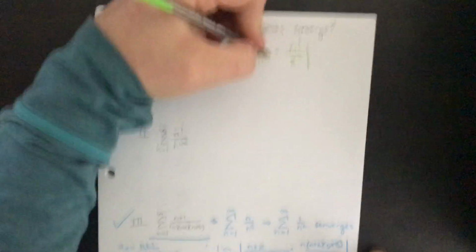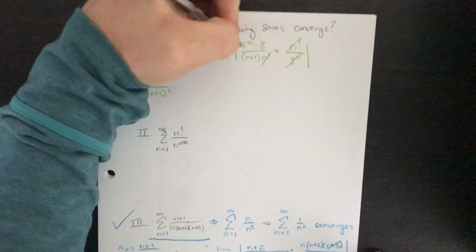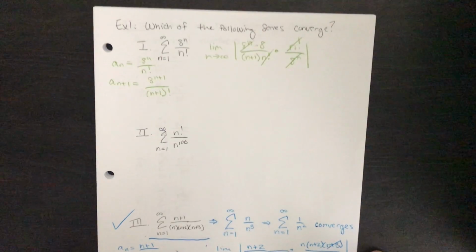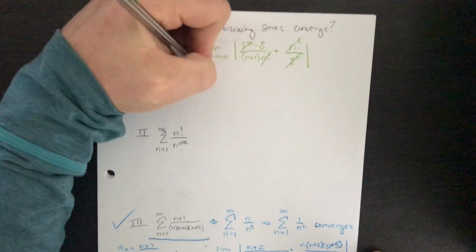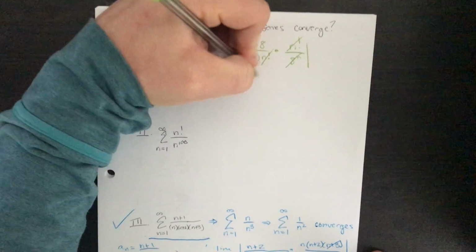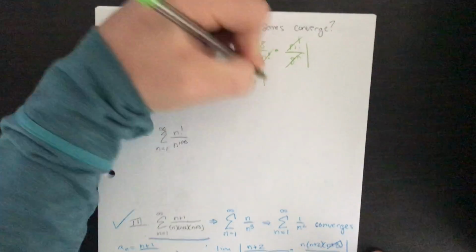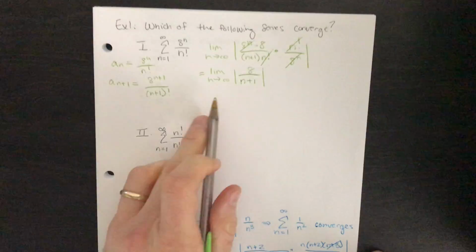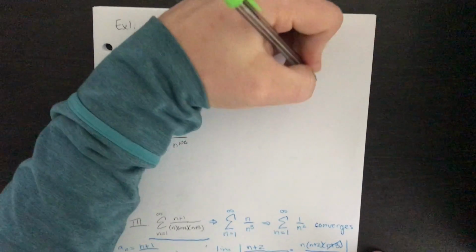And now we just cancel. n factorial and 8 to the n both cancel each other out. We get that the limit as n goes to infinity simplifies to 8 over n plus 1. And that limit as n goes to infinity is just 0.